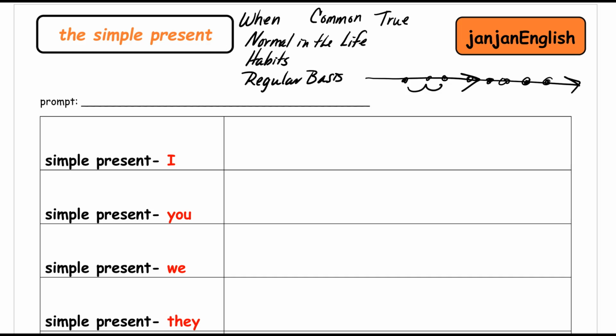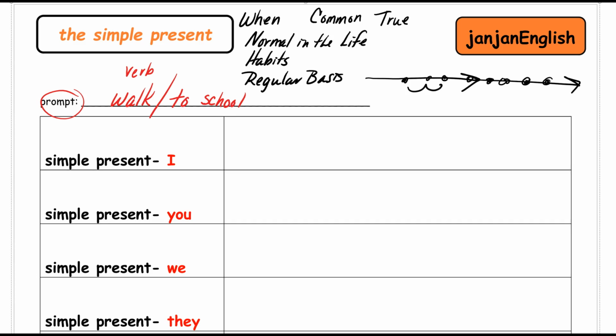Okay, so now let's begin. But before we do that, we need a prompt. What are we going to write? Well, let's keep it consistent. So I want to write walk. That's going to be the verb. And I want to tell us where. Where do we walk? We walk to school.